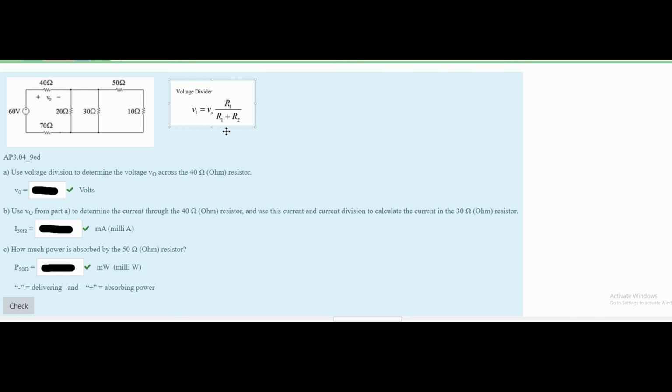The voltage divider formula is as follows, where our V1 is V0 and our R1 is going to be 40 ohms. Also, our voltage source is going to be 60 volts because this is the voltage flowing through it. For our R1 and R2, at least for our R1, we're going to have 40. However, we don't know our R2 yet because our R2 would have to be the next resistor. There are two resistors right here, so we need to combine them. However, we cannot do that until we combine all of these, so we have to really combine everything here together.